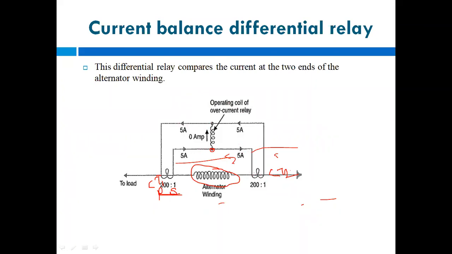At this node also there is the same condition: incoming current is equal to outgoing current. It means that there is a normal working condition. And if the incoming current is equal to the outgoing current, will there be any current flowing through this operating coil? Yes or no? Will any current flow in the operating coil if there is no difference between these two currents?